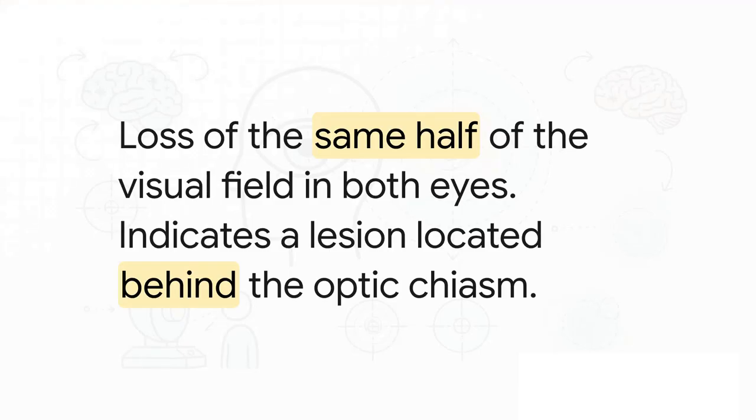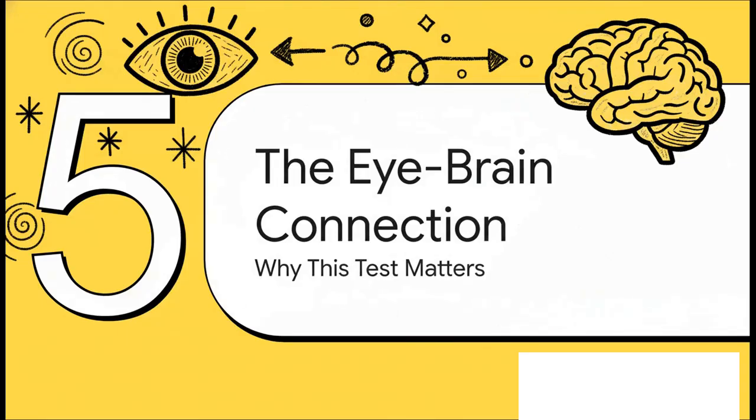Then there's homonymous hemianopia. Now, this is the loss of the same half of the field in both eyes. So, for example, the entire right side of your visual world is just gone. This tells a clinician with remarkable precision that the problem isn't in the eyes and it isn't at the chiasm. It's behind it, somewhere along the optic tracts or in the visual cortex itself. This test can literally help pinpoint the location of a stroke or a brain lesion. It's incredible.